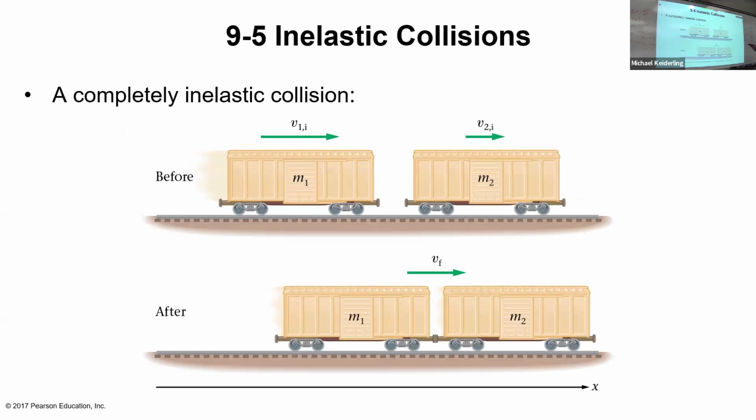So this is an example of a completely inelastic collision. We have two train cars. You have car 1 with mass 1, moving at velocity 1 initial. It hits car 2 with mass 2, moving at velocity 2 initial, which is less. And then they couple. And now they are one big car with mass 1 plus mass 2, traveling at some velocity v final. Because they're coupled, they have to travel at the same velocity.